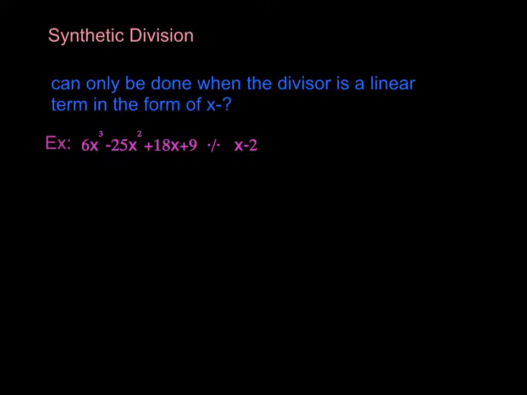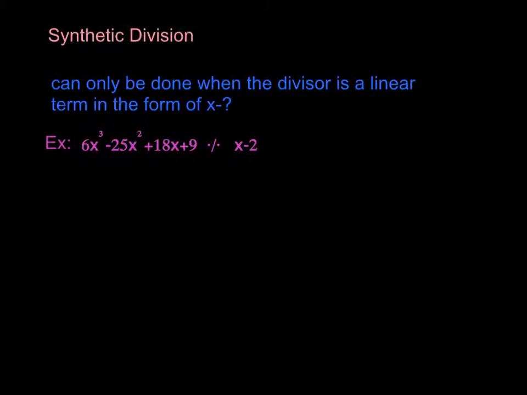Okay, now let's look at synthetic division. Synthetic division can only be done when it's a linear factor in the form of x minus whatever. It can't be 2x minus 3. A linear term is anything that's a line. So you don't want it like 2x minus 3, which is still technically linear. It has to be x. It has to be the form of 1x minus something.